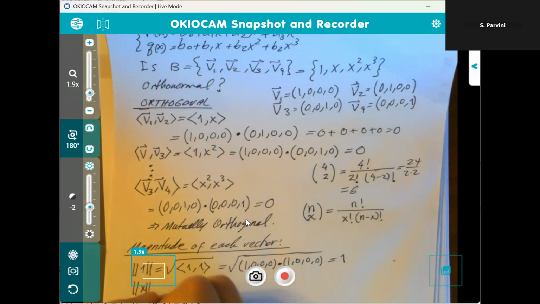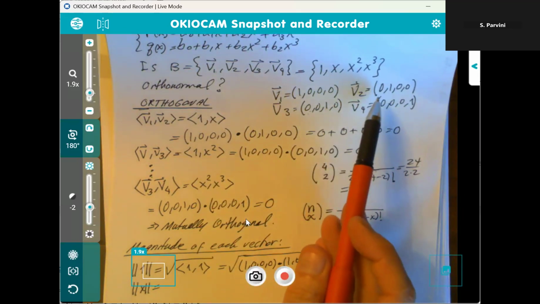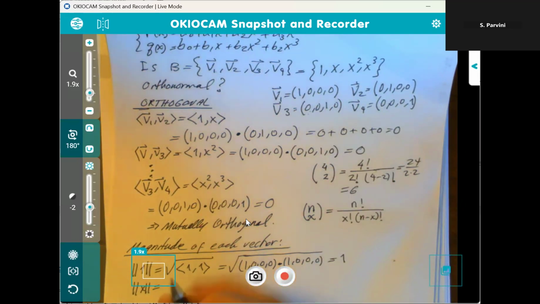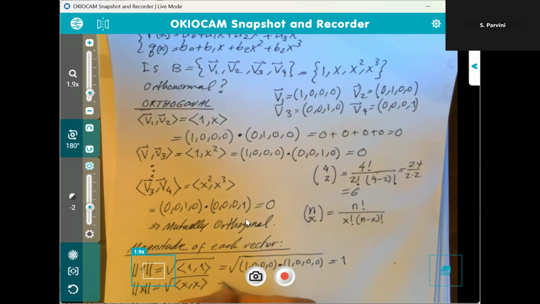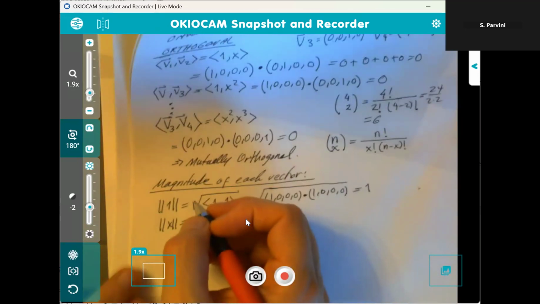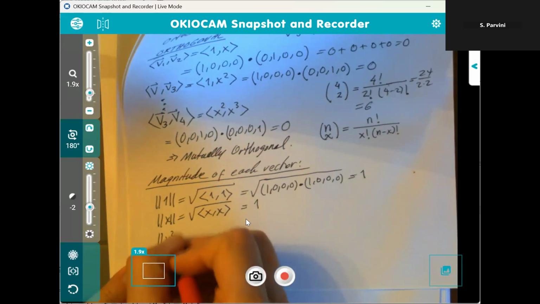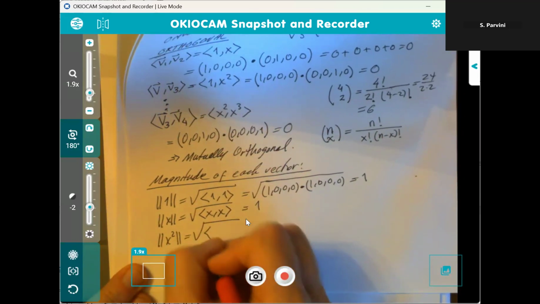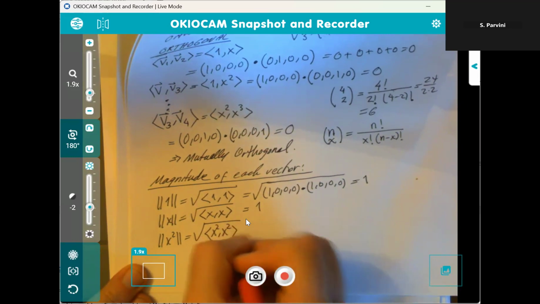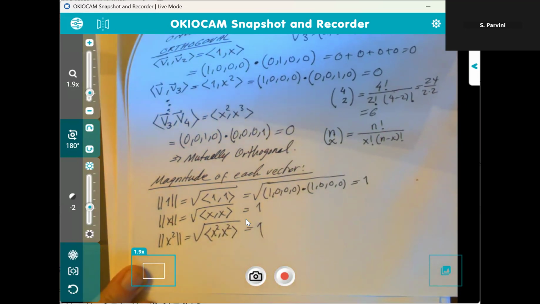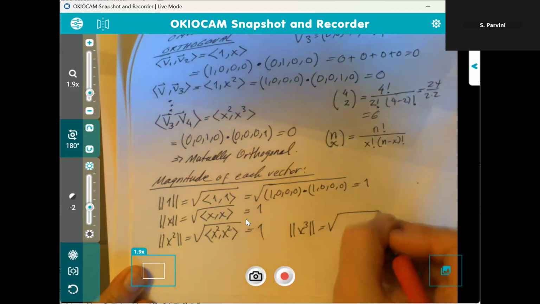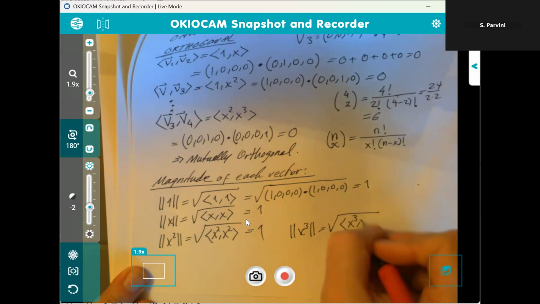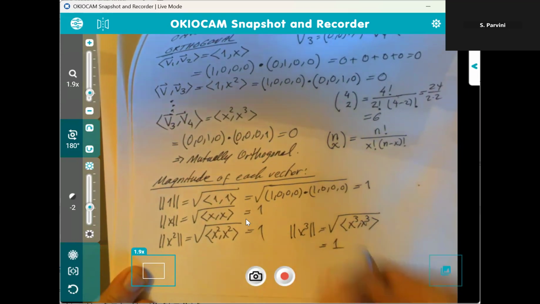And likewise, you can show magnitude of x again. It's the same thing because you're doing, let me write it in the form that you become more familiar with. There you go. This is going to be 1 also. Magnitude of x squared, that would be square root of the inner product of x squared with itself. That's going to be 1. And finally, magnitude of x cubed is square root of the inner product of x cubed with itself. And that's going to be 1.